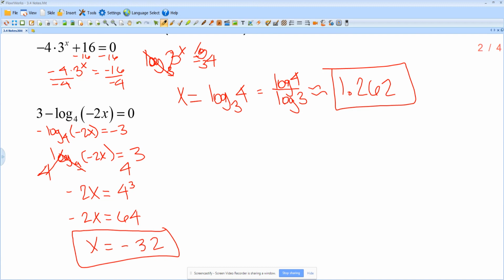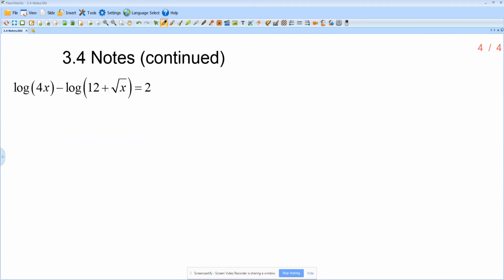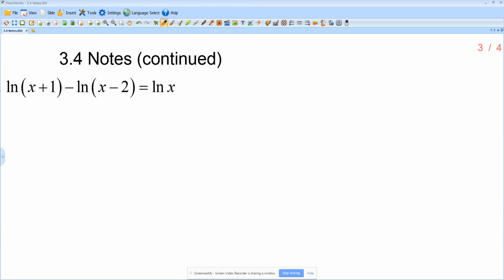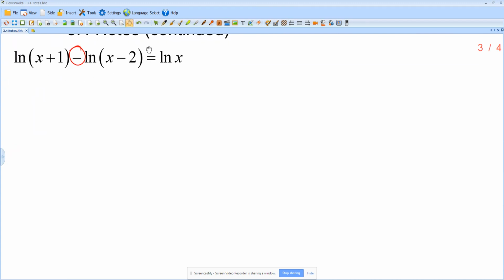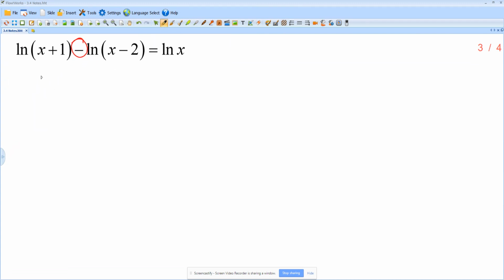And then moving forward, we're going to end with two questions that have a lot of work, but some interesting stuff with them. So the natural log of x plus 1 minus the natural log of x minus 2 is equal to the natural log of x. So the first thing I want to do is get this so that it's just one single logarithmic expression. Remember that subtraction between two logarithms can be rewritten using division. So this will become the natural log of x plus 1 over x minus 2 equals the natural log of x.